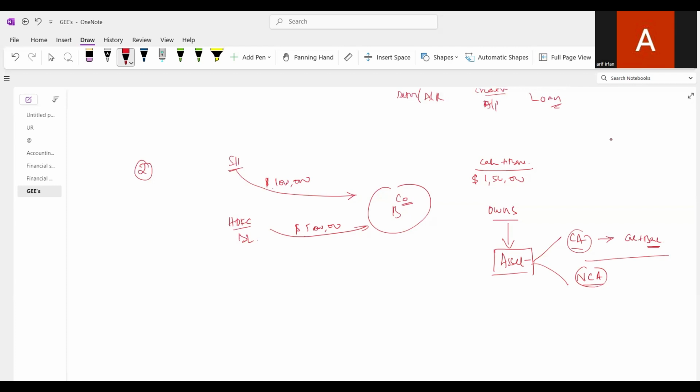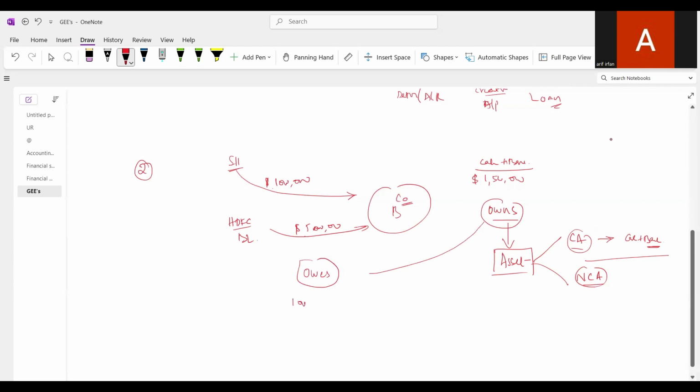So then what? This 1,500,000 is again payable back to shareholders when the business is closed, and to HDFC Bank after 10 years.